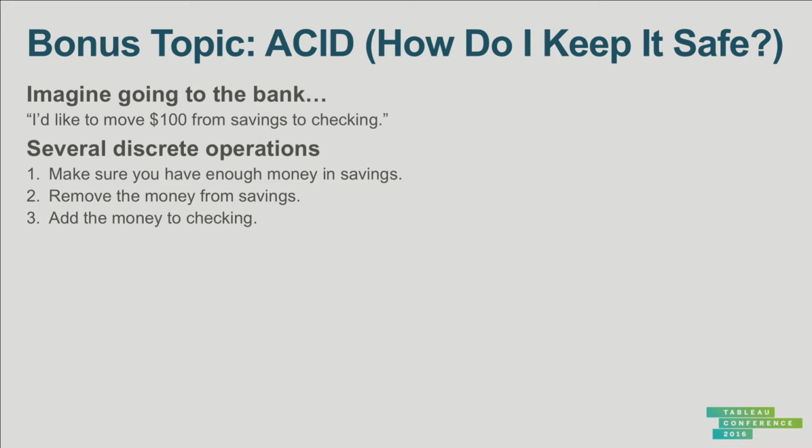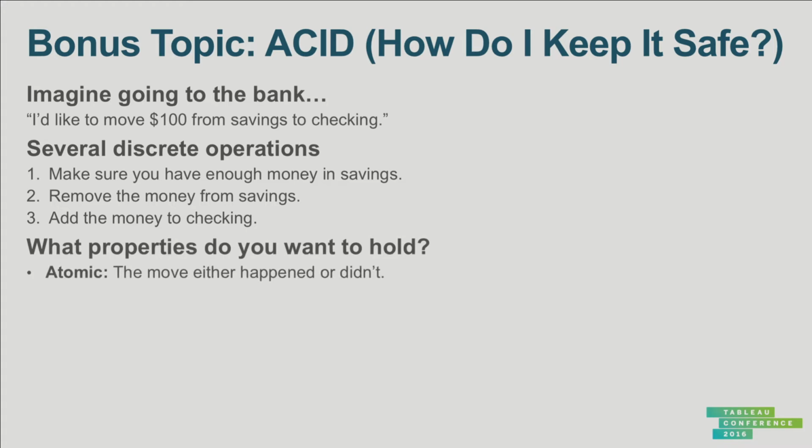And so what do I want to hold as I do this? So the first thing is I want it to be atomic. So that's the A in ACID. The move either happened or it didn't. In fact, all of those things either happened or they didn't. In particular, you could imagine that they remove $100 from my savings account and then stop. I'm not going to be very happy. They could also add $100 to the checking account and then stop. Now, I'm going to be pretty happy, but the bank's not going to be so happy, right? All of these things need to happen, or all of them need to not happen. And that's this atomicity, or we'd say the transaction has to be atomic.